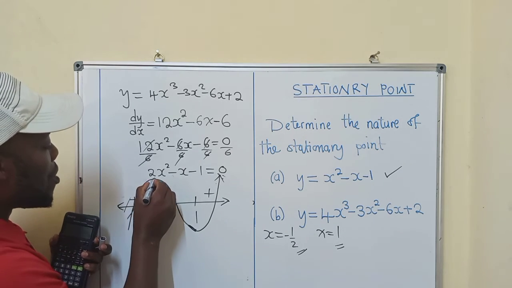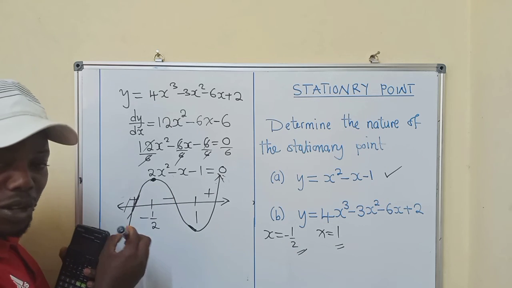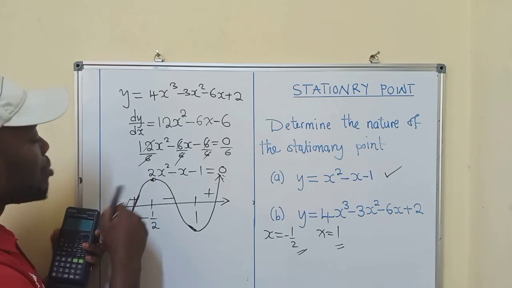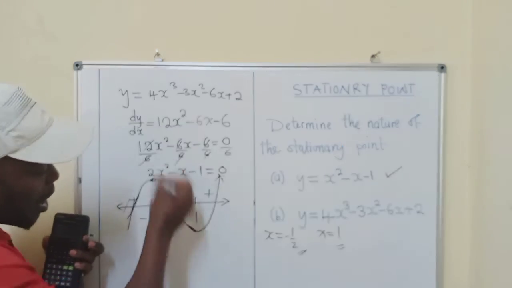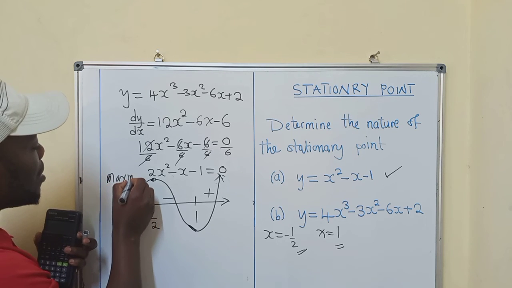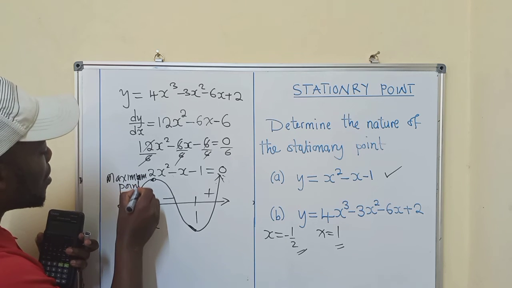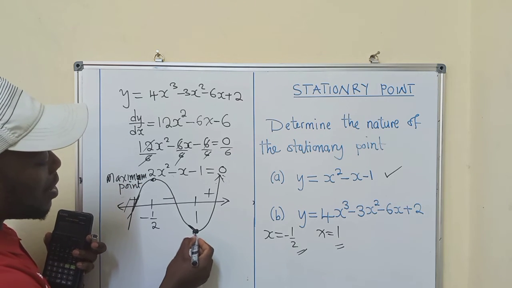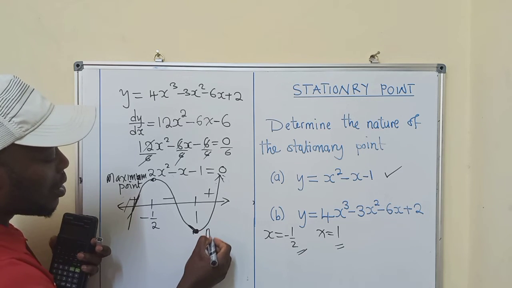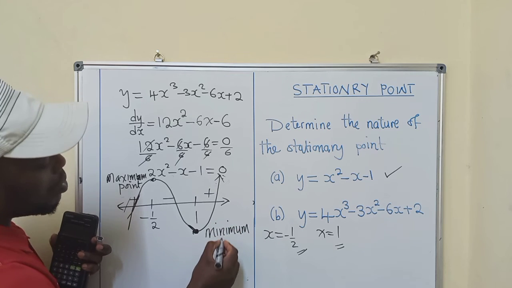So now, for this, x is equal to -1/2. Is it maximum or minimum? The first one, here, it's maximum. Remember what I said? Up, it's maximum. So this is the maximum point. And then, you see, it's straight with the 1. So x is equal to 1. It's a minimum point.